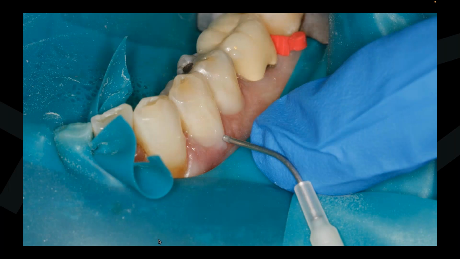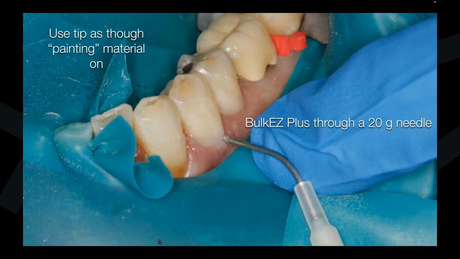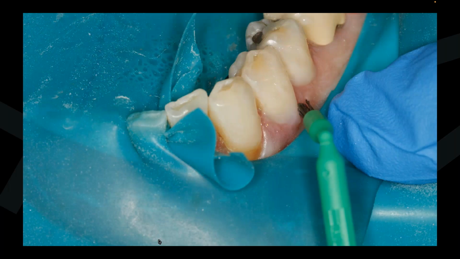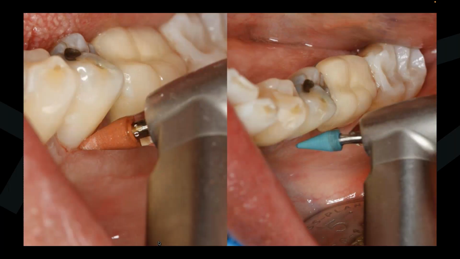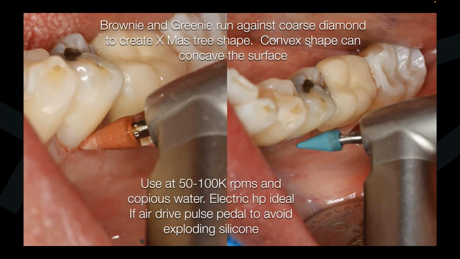So now what he's doing is using that 20 gauge needle, and he can actually paint it on and do the entire restoration in one fell swoop, then come in and use a soft brush just to clean up the margins. At this point, we were still using sharpened, shaped brownies and greenies at 50,000 RPMs, another $2 down the drain. We don't need that with that 15 micron diamond on the Christmas tree. It will do what the brownie does. And then the nano diamond does better than what the greenie does. So these are being phased out, but that's what we were teaching at the time.